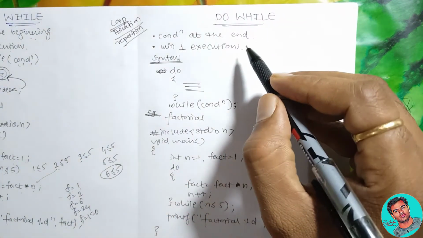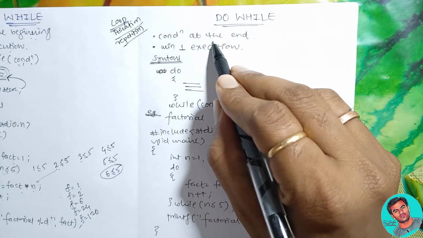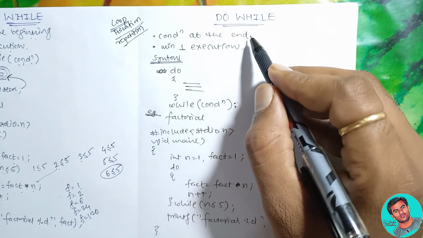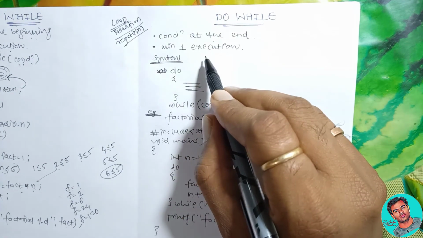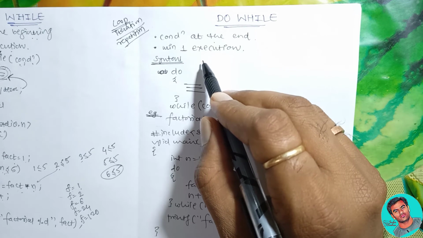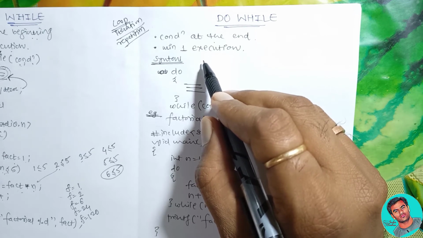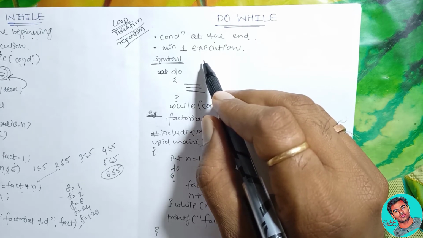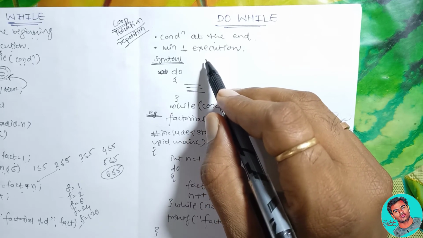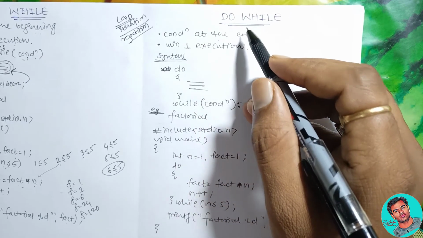Now here I wrote the condition at the end. That means in a do while statement we check the condition at the end. A minimum of one execution is possible even though the condition is false. That is the major advantage. Sometimes we need to execute the loop at least once, so at that time we need to use the do while loop.